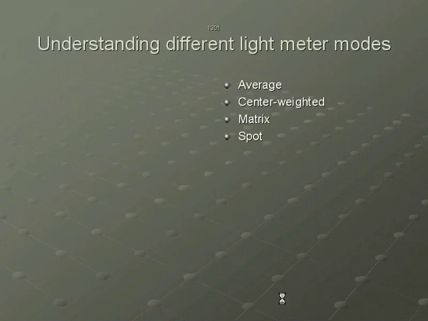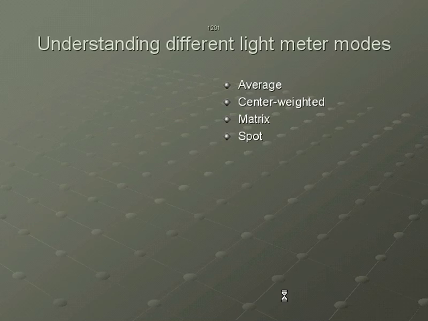The typical digital camera light meter makes available to you 4 different metering modes, and these are usually called something like average, center weighted, matrix, and spot.